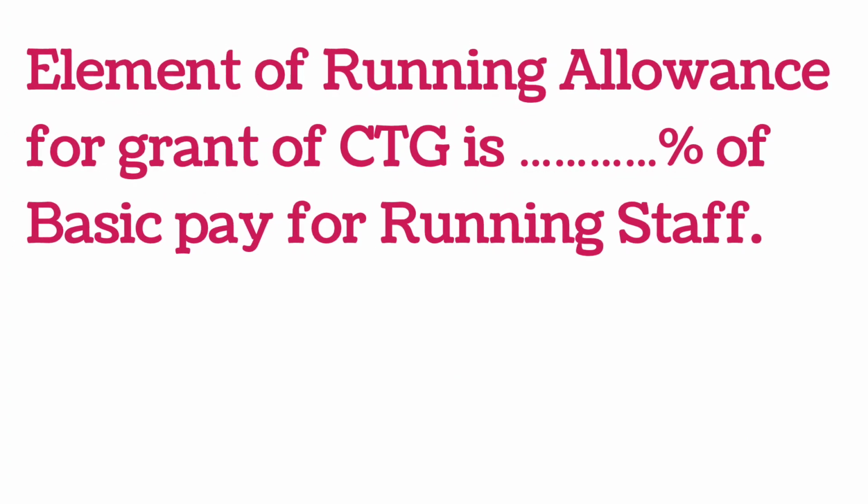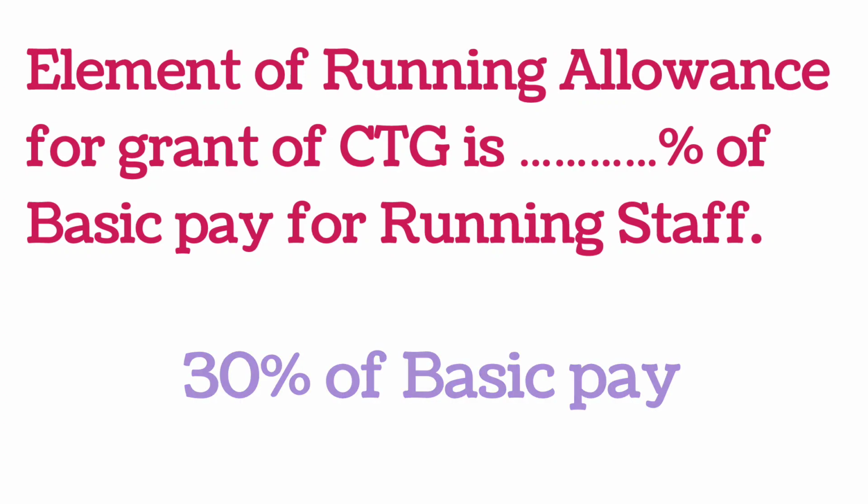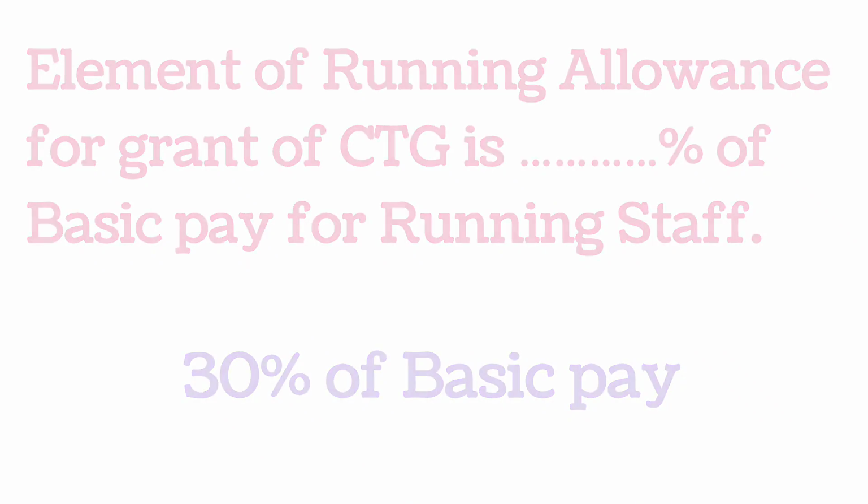Element of running allowance for grant of CTG is 30% of basic pay for running staff. In case of running staff, it is 30%.